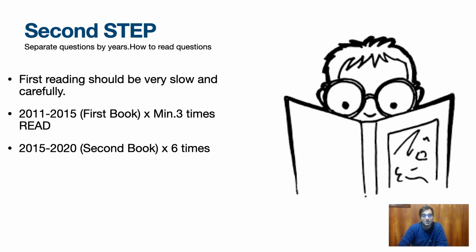And the second step, how to read questions. You should separate your questions year by year. For example, let's start with 2011 questions, from 2011 to 2020. The first reading of one base should be very slow and careful. My advice is that for 2011 to 2015 questions, you should repeat minimum 3 times. And the last 5 years, from 2015 to 2020, read minimum 6 times each basis.